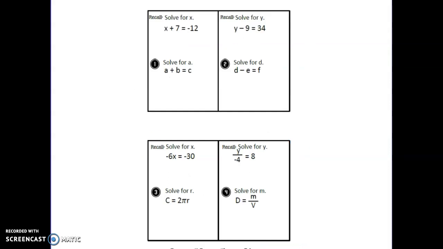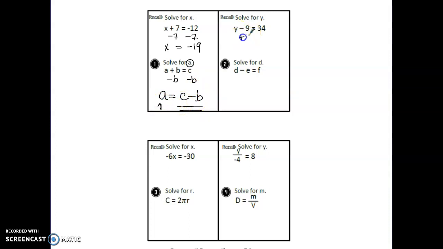We know how to do these. When I am solving for x and I've added a number, I'm going to subtract. So I would solve for x by subtracting 7 from both sides, and I would get negative 19. The same holds true even if you have variables. Because I've added b, I have to subtract b from both sides. A then would be c minus b. Remember, in subtraction, order matters, so you have to write the c first. You are taking b, whatever that number is, away from c to solve for what you were looking for, a.